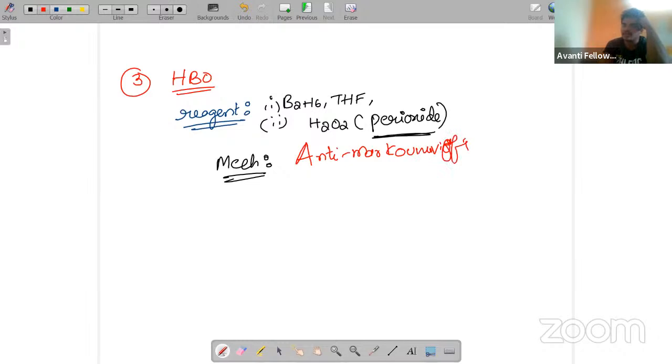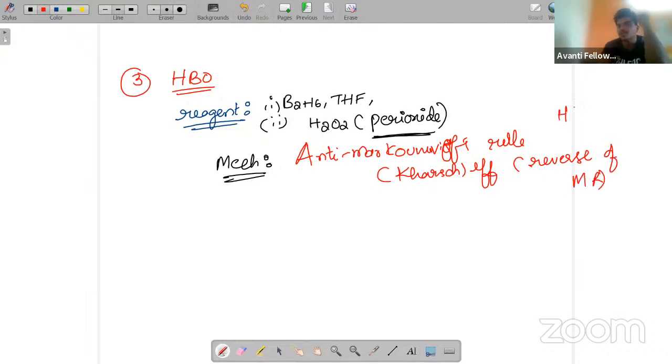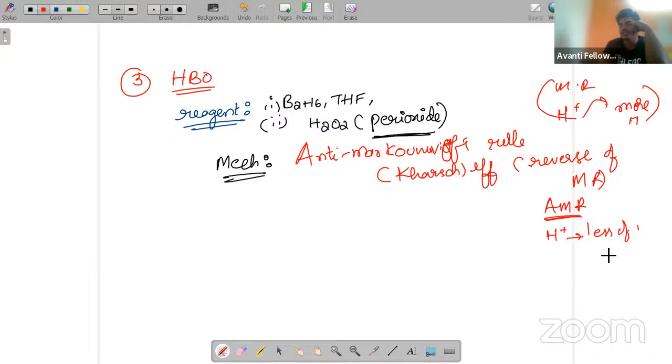Markovnikov's rule. We can also call it the Kharasch effect, which is the reverse of the Markovnikov rule. In Markovnikov's rule, H plus goes to the carbon with more hydrogens. So what happens in anti-Markovnikov rule? H plus will go to the carbon containing fewer hydrogens.